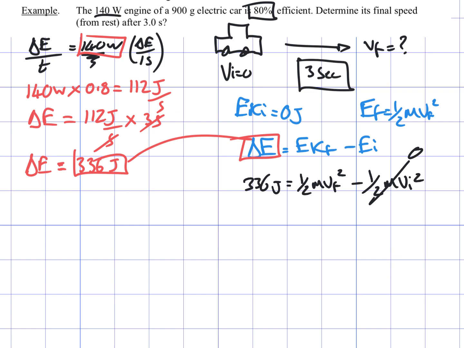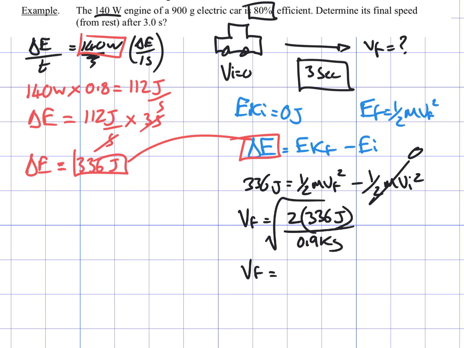So to find out the final velocity, we're going to go final velocity is equal to 2 times the 336 joules, divided by the mass, which is 0.9 kilograms, and then square rooted. So the final velocity is 27, and I'm going to two significant figures because of the two used in the question, 27 meters per second.